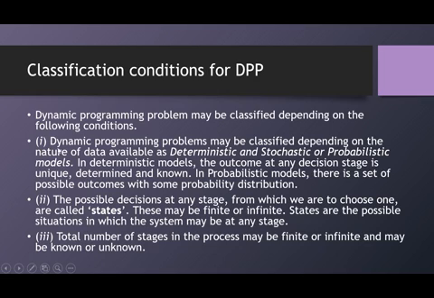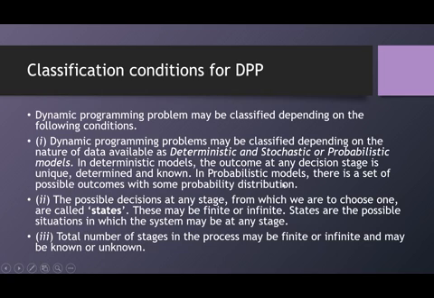So the first amongst them is that dynamic programming problems may be classified depending on the nature of the data available. Based on the data given to you in the problem, we will decide whether it is deterministic or stochastic. Stochastic is nothing but probabilistic models, right? In deterministic models, the outcome at any decision stage is unique. It can be determined or it is known.